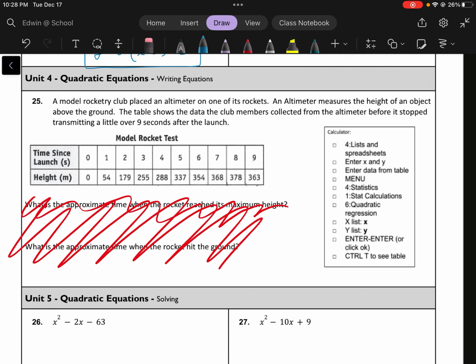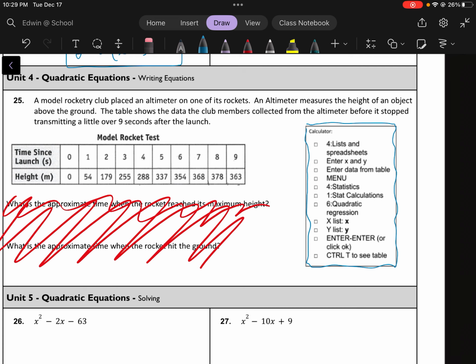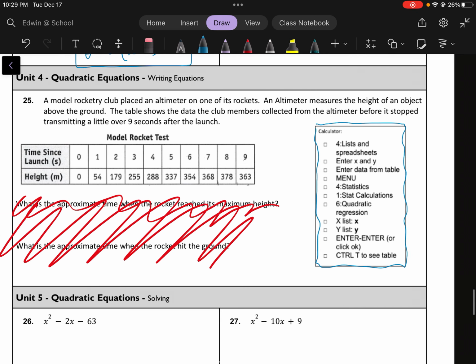So I scratched out these bottom questions because the main thing I want you to be able to get is the equation. And these are the steps right here to find the equation, which are pretty straightforward, I hope. But it's just going to be about using the TI Nspire lists and spreadsheets program. You're going to put in all this data.